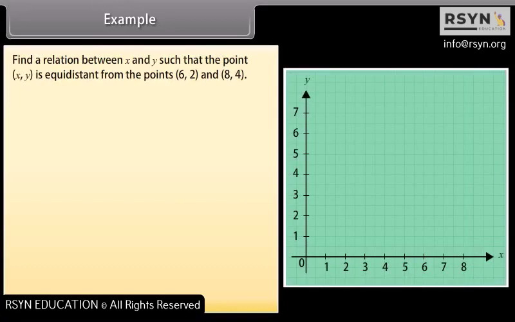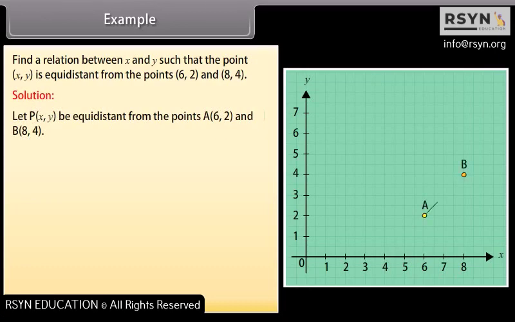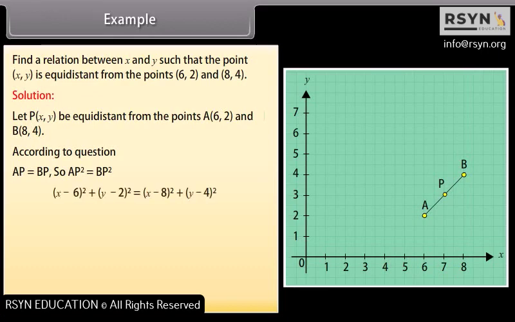Find a relation between x and y such that the point x, y is equidistant from the points 6, 2 and 8, 4. Solution. Let P x, y be equidistant from the points A 6, 2 and B 8, 4. According to question, AP is equal to BP, so AP square is equal to BP square. X minus 6 whole square plus Y minus 2 whole square equals X minus 8 whole square plus Y minus 4 whole square.